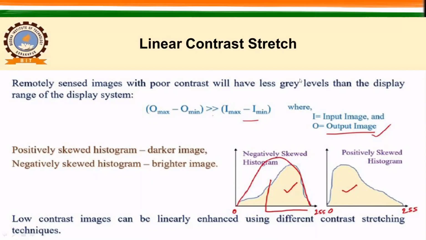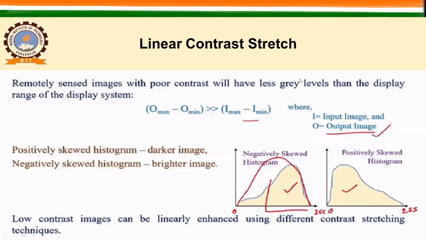So here you can see if an image is positively skewed or negatively skewed. What does it mean? In a negatively skewed histogram, the values are in the higher range, say 0 to 255. If the values are more in the higher range, your image will be brighter. If it is a positively skewed histogram, then your values are in the lower range, so your image will be darker. But in both cases, the image does not have good contrast.